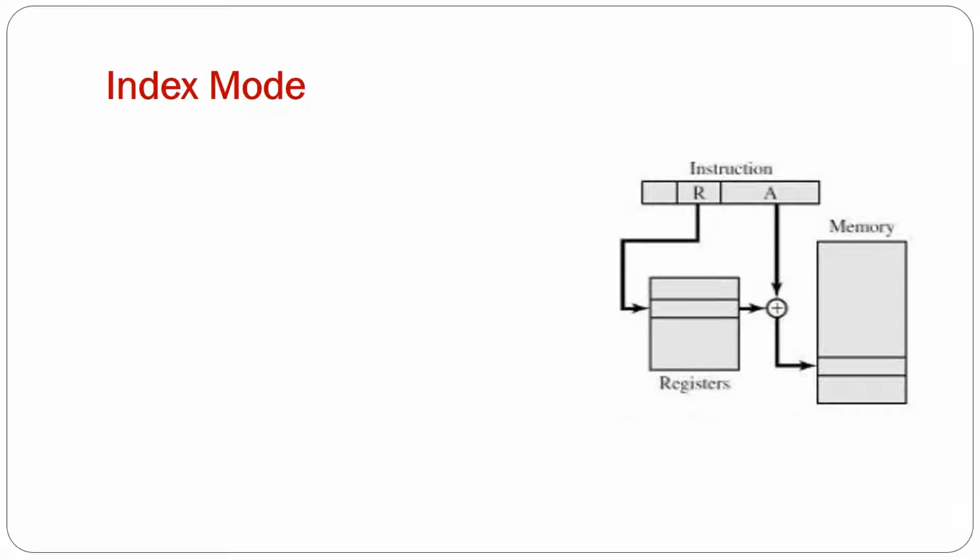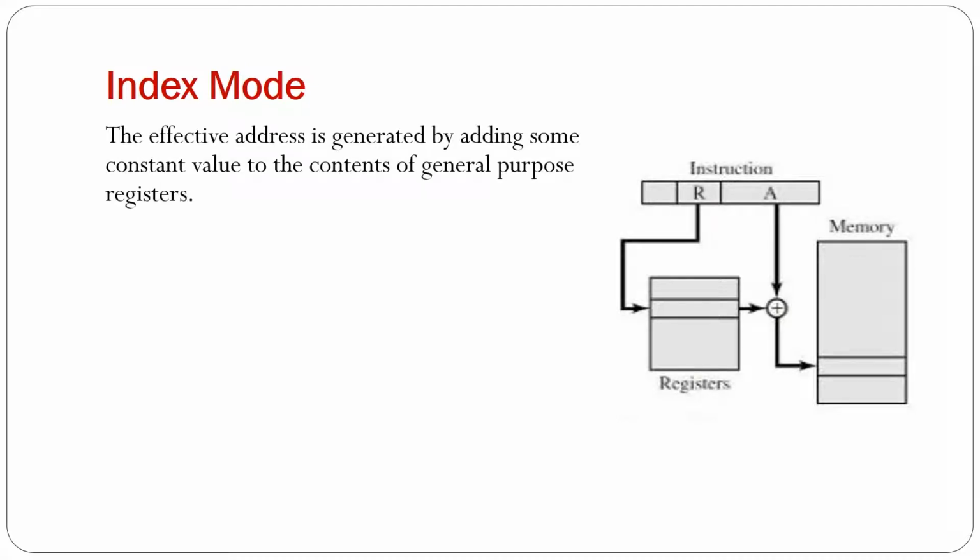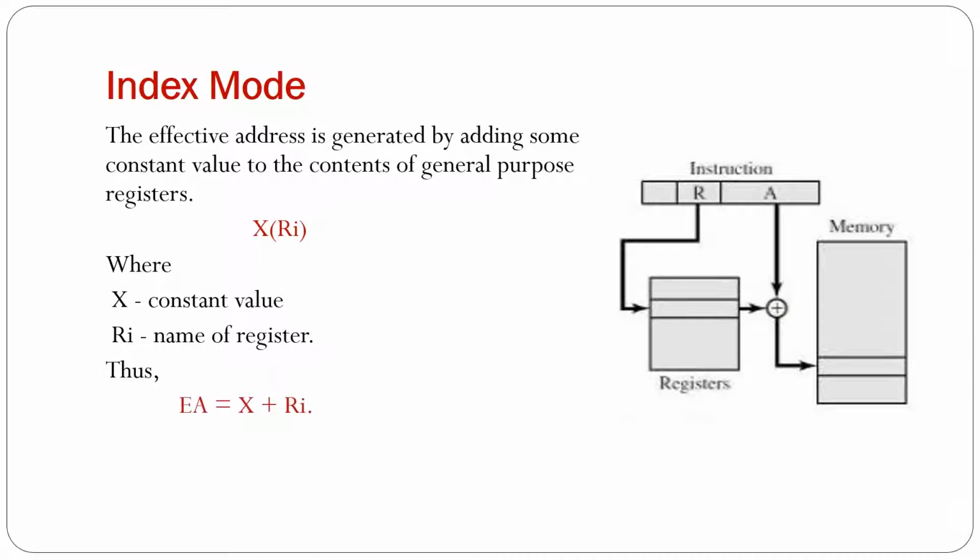Index mode. Here, the effective address is generated by adding some constant value to the contents of a general purpose register. It is denoted by X(Ri), where X is some constant value and Ri is the name of the register. Thus, EA equals X plus Ri.